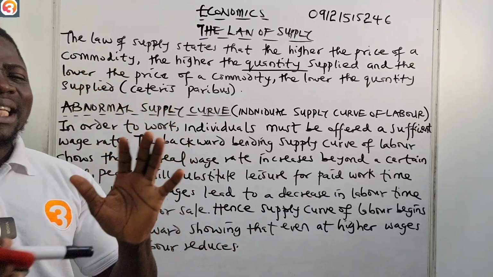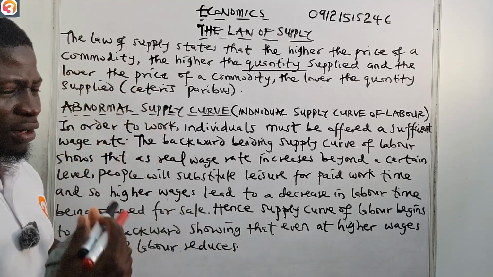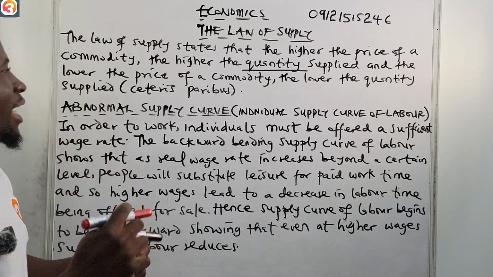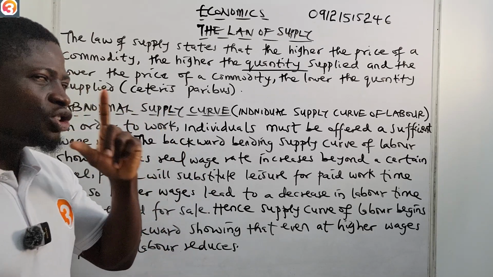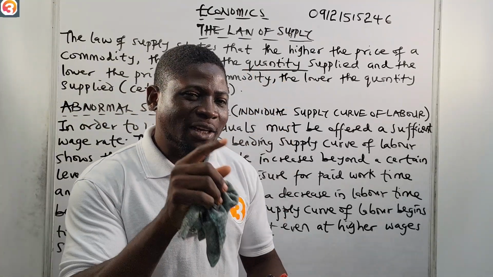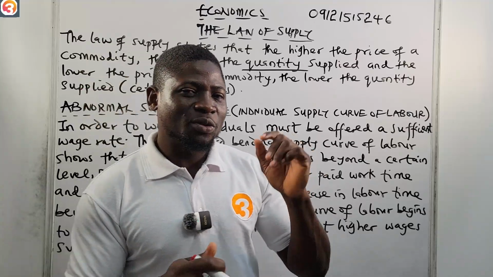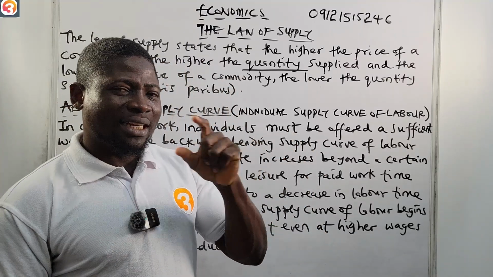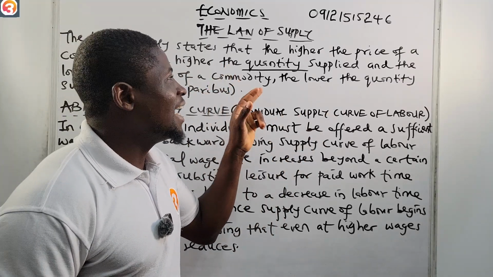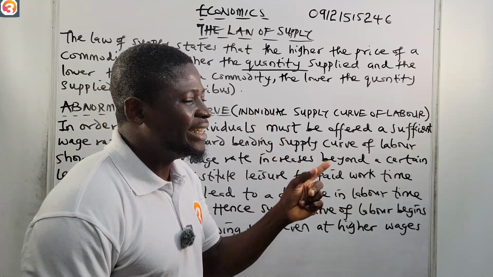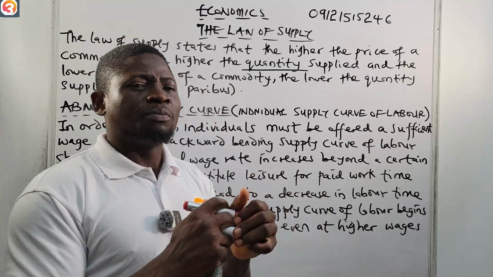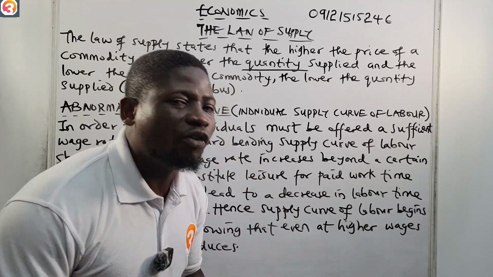So the law of supply states that the higher the price of a commodity, the higher the quantity supplied, and the lower the price of a commodity, the lower the quantity supplied, ceteris paribus. The reason I'm stressing quantity supplied is that there's a JAMB question I saw on the O3 School JAMB app, from a particular year, where they said the law of supply states that the higher the price of a commodity, the higher the supply. One option says the higher the supply, another says the higher the quantity supplied. They may want to confuse you with something as simple as that. Do not fall for it.